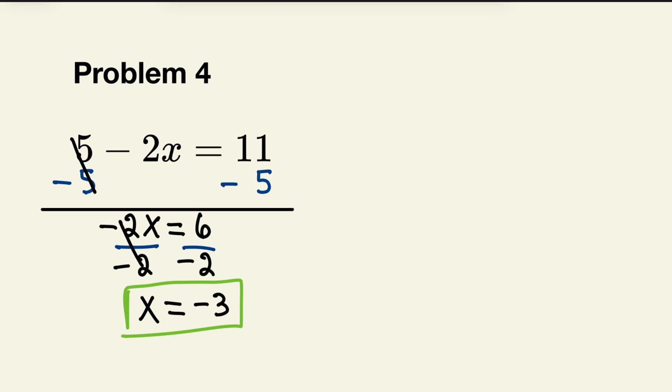Okay, so as far as checking your answer, always plug your answer back into the original equation as well. For instance, we'll do that with this last problem here with the original equation, 5 minus 2x equals 11. Well, we have x equals negative 3, so we'll just place negative 3 in place of x there. So let's go ahead and do that. We have 5 minus 2 times negative 3, and that equals 11.